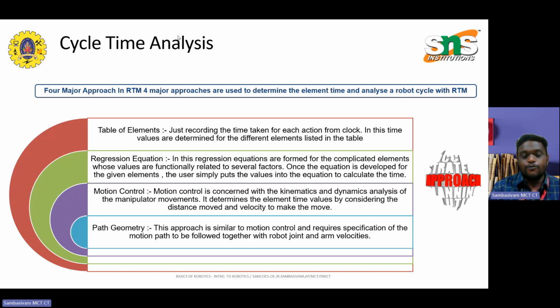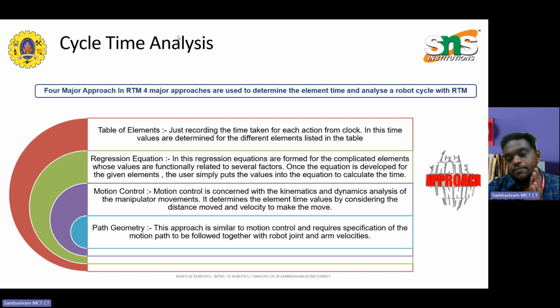Once the equation is developed for the given element, the user simply puts the values into the equation to calculate the necessary time. And motion control determines the kinematic and dynamic analysis of the manipulator movements. It determines the element time values by considering the distance moved and the velocity of the movement.